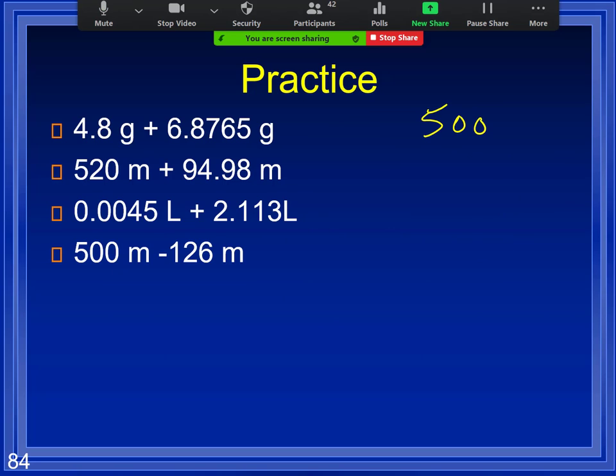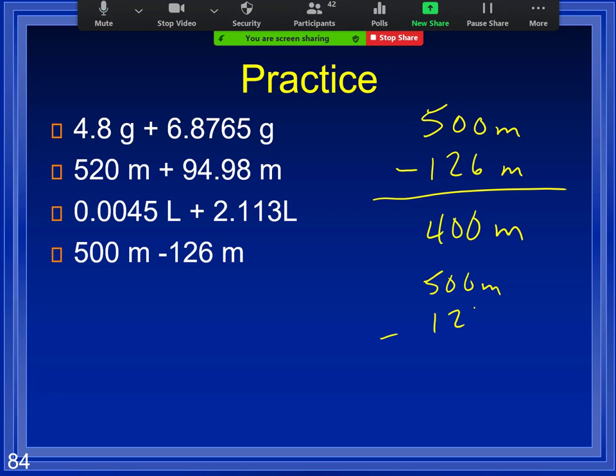500 meters minus 126 meters is 400 meters. That's the right answer. It looks wrong, doesn't it? Well, let's see why it's the right answer. So if I take my 500 meters minus 126 meters, my calculator is going to give me 374 meters.